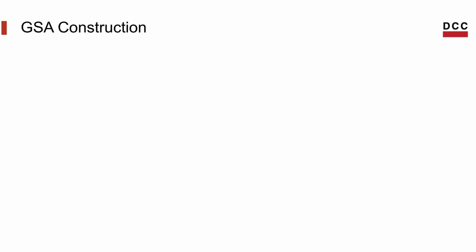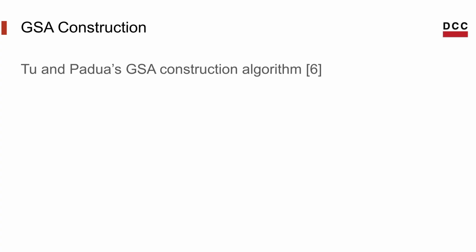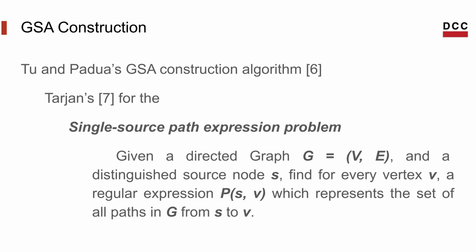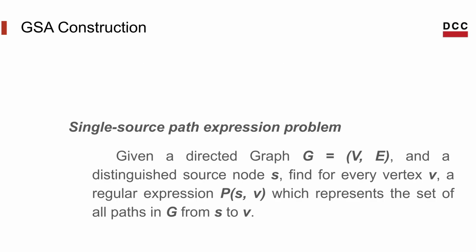We based our GSA construction algorithm on Tu and Padua's algorithm, which relies on Tarjan's algorithm for the single source path expression problem. This problem states that given a graph, a source node S and a target node V, there is a regular expression P(S,V) that represents the paths from S to V. We basically want to use regular expressions to represent paths on a control flow graph.